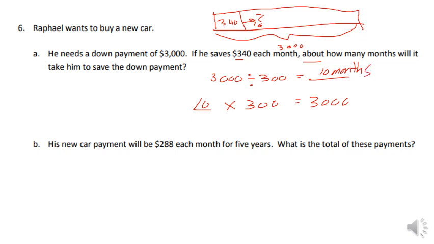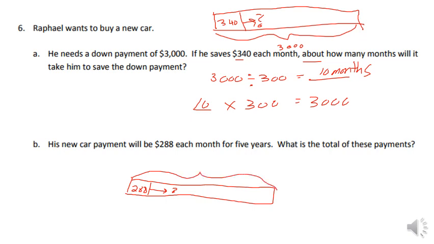Question B. His new car payment will be $288 each month for 5 years. What is the total of these payments? Okay, so if you look at the tape diagram, saying each one is $288 a month. And we don't know how many months there are here yet, and wants to know what the total of these payments are. Now notice it doesn't say anything about estimation in here.